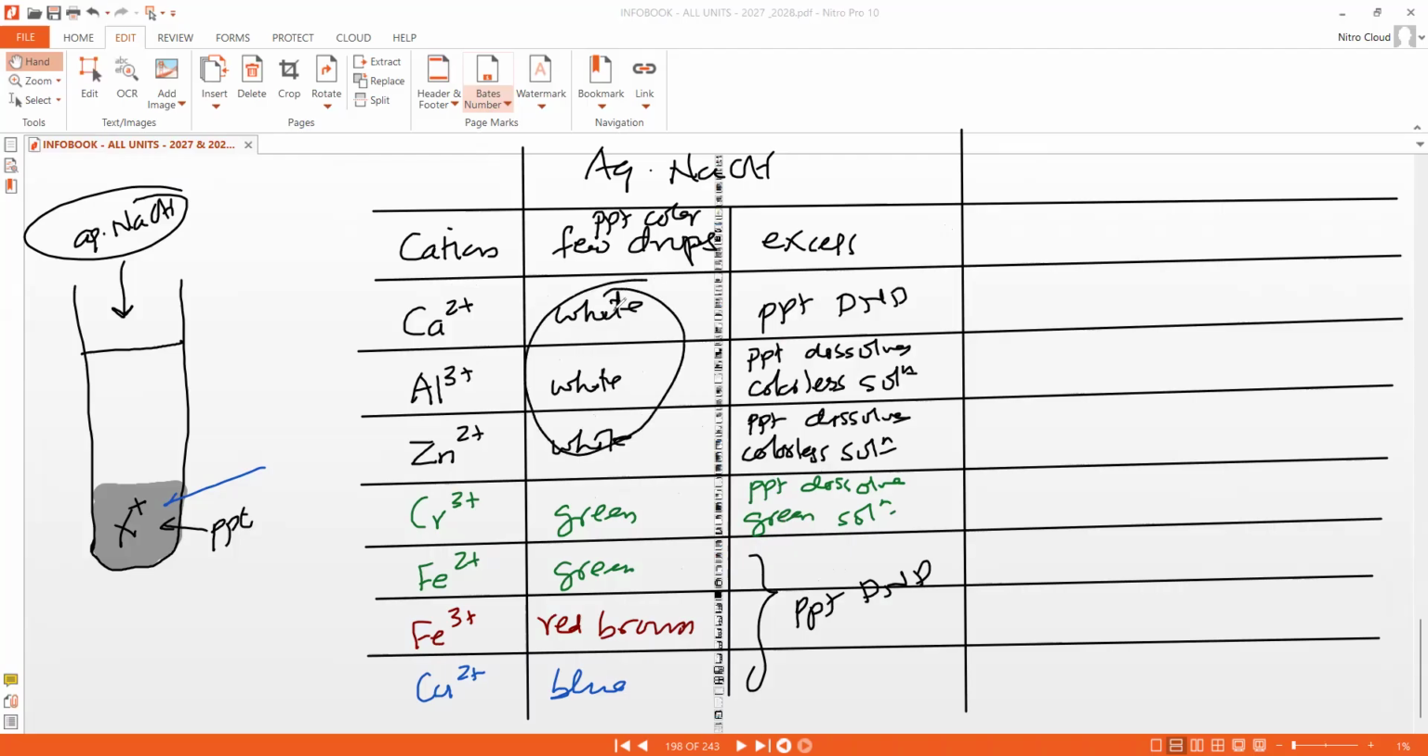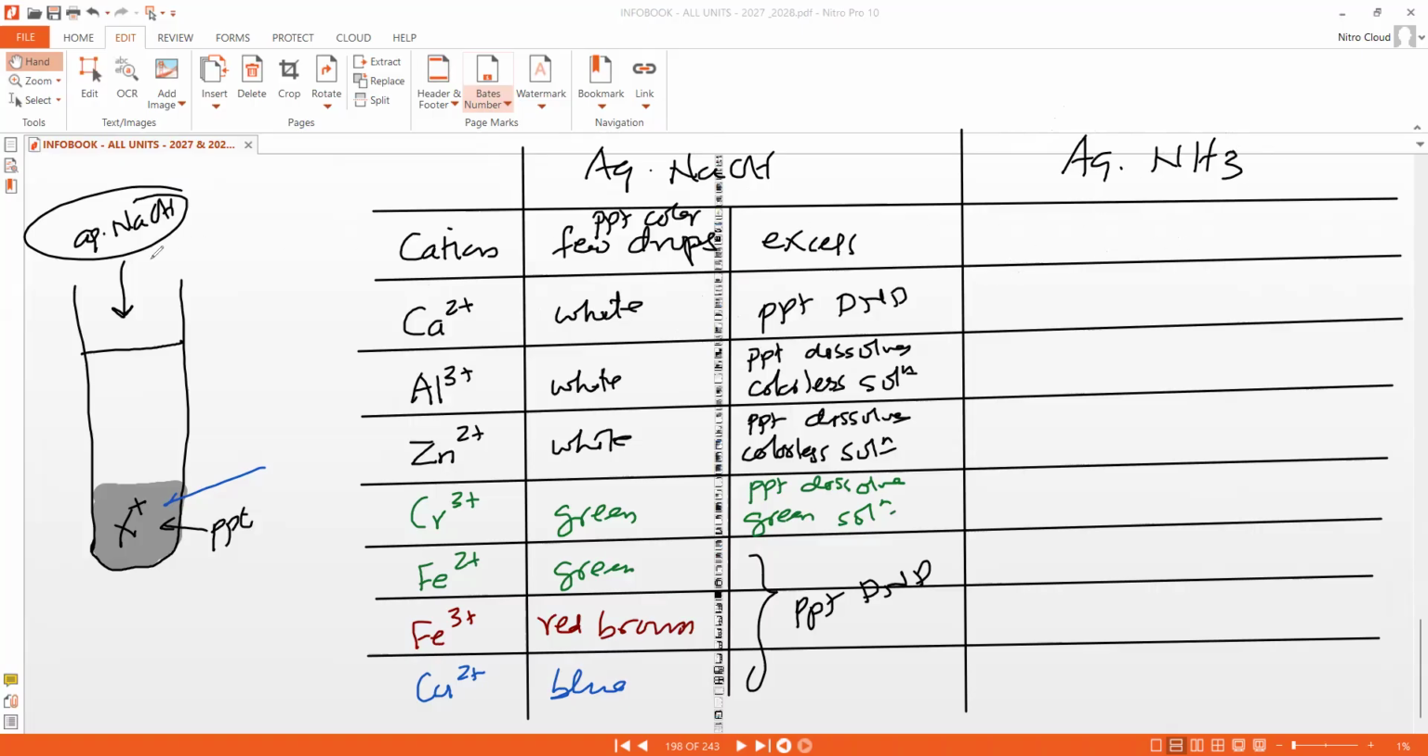Here in the white, at least we can distinguish calcium from the other two, because if in excess the precipitate does not dissolve, it means it's calcium. If the precipitate dissolves, then again there is a clash between aluminium and zinc. It could be any of the two. How do you resolve that? For that, you need to take a different reagent. So here I had taken aqueous sodium hydroxide. We'll need to take another reagent, which is there in your syllabus, aqueous ammonia.